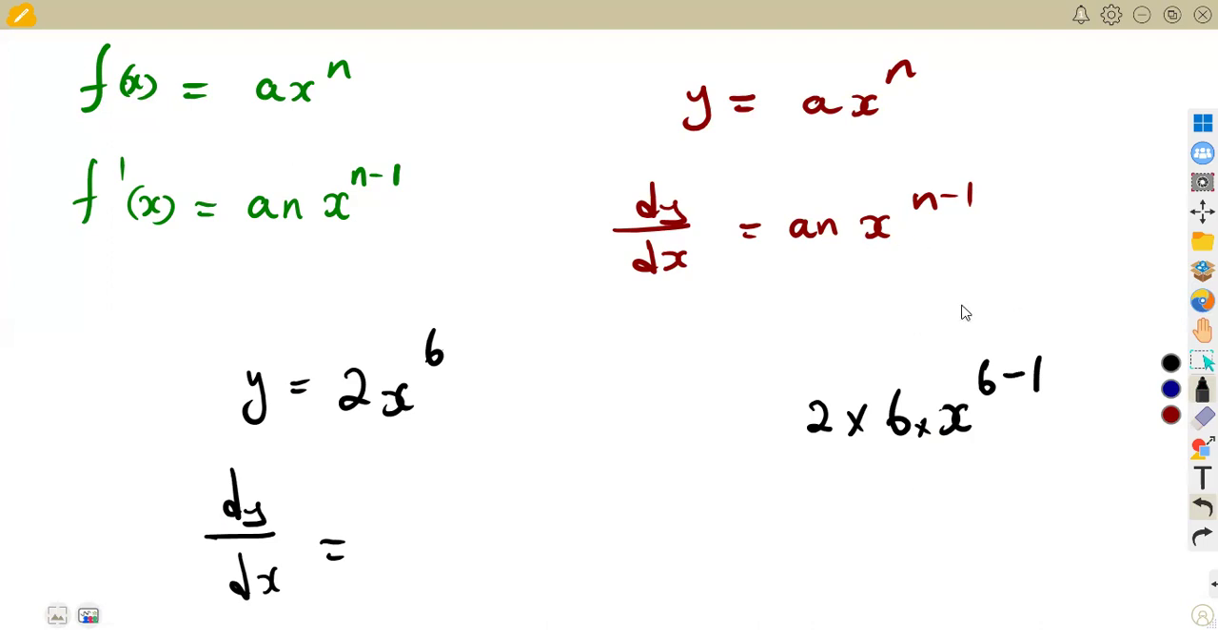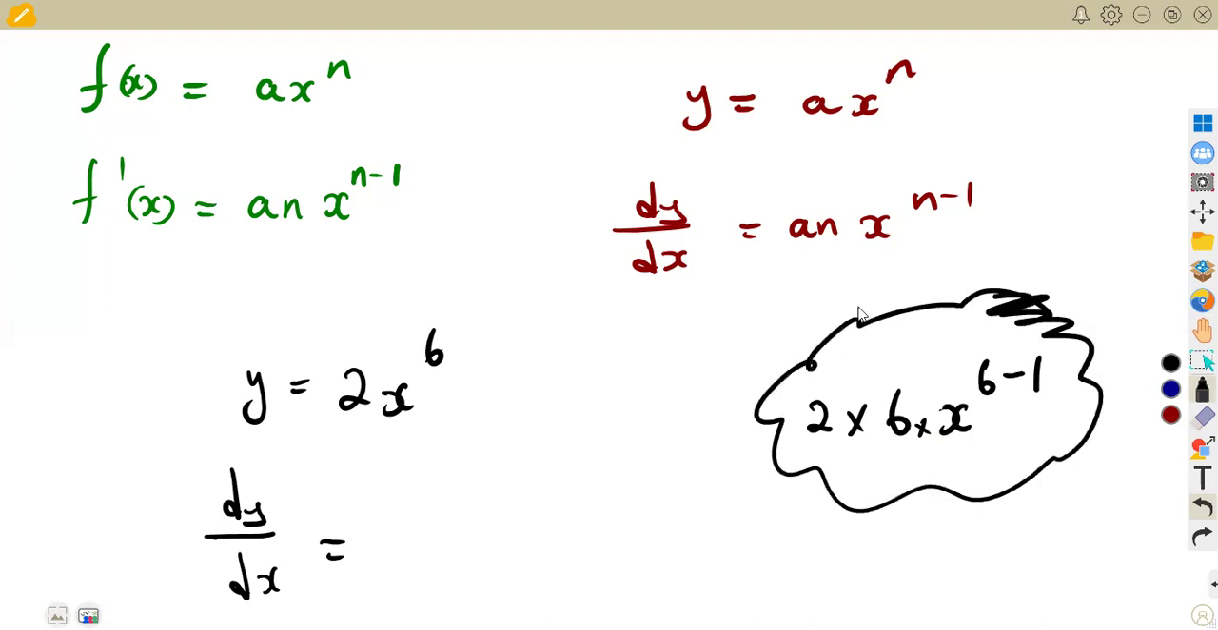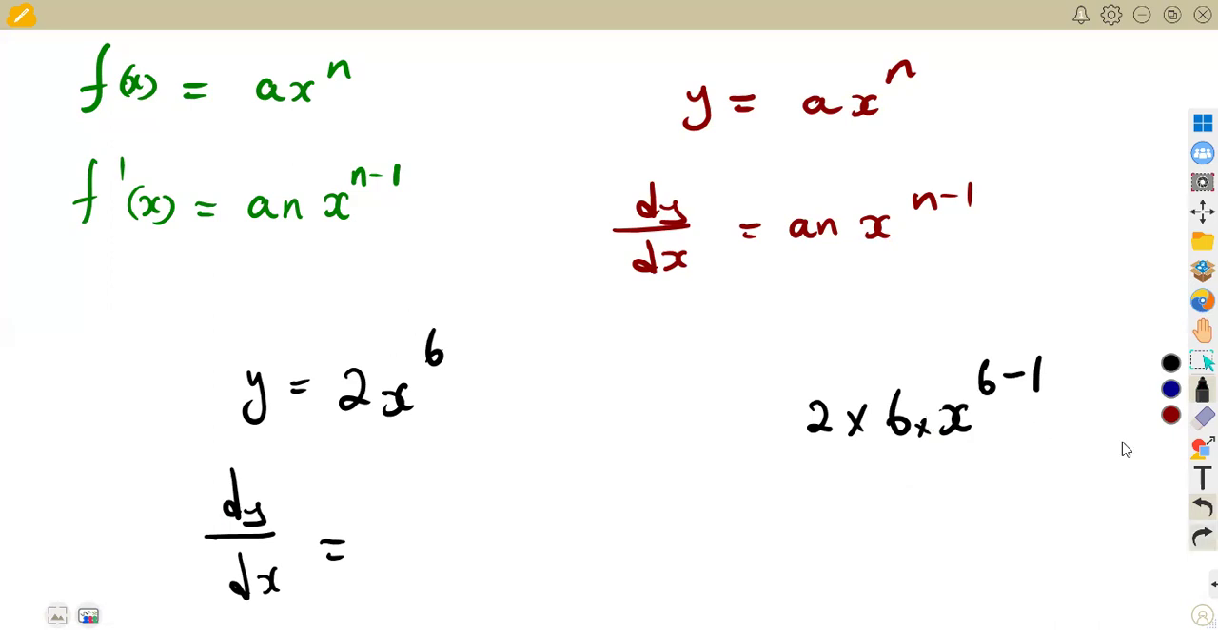So you actually do not need to indicate this. You just multiply 6 times 2, which is 12. Then for x to the exponent, I subtract 1, and that is going to give us a 5. So that is the derivative of y with respect to x.